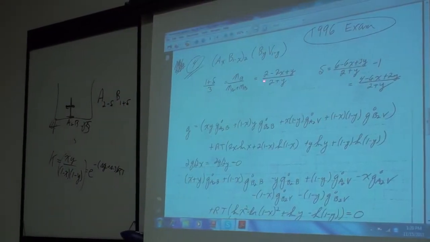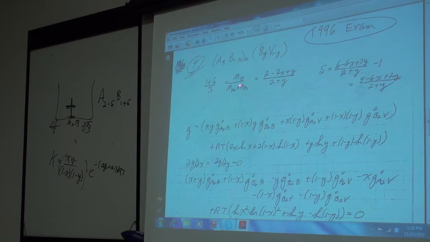The number of moles of B is 1 plus delta, and the number of moles of A plus B is 2 minus delta plus 1 plus delta, which is 3. So 1 plus delta over 3 equals the number of moles of B, 2 times 1 minus x plus y, over the number of moles of A plus B, 2 plus y, and you can solve. This, of course, is all done by FactSage for you. So you know where your overall stoichiometry is. And by the way, let's say delta is 0. Then at the A2B composition, x equals 3y, or something like that.